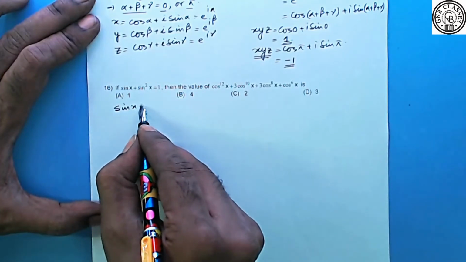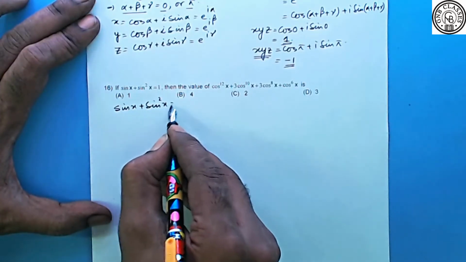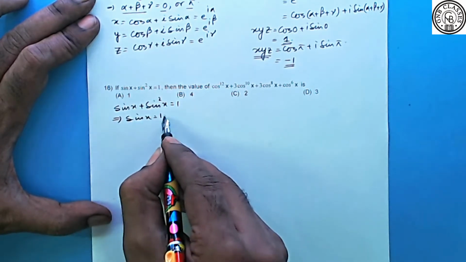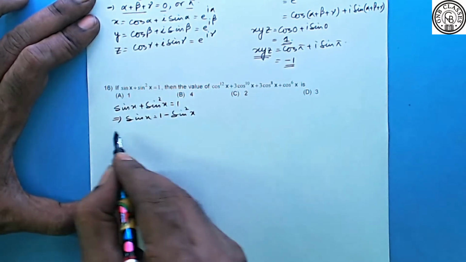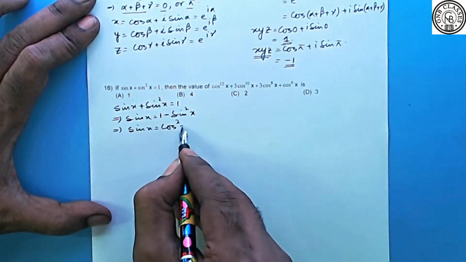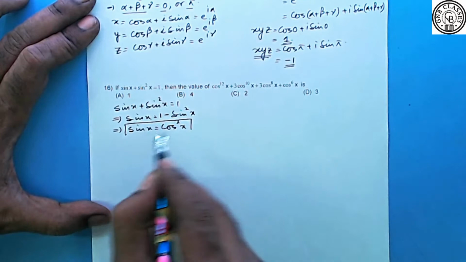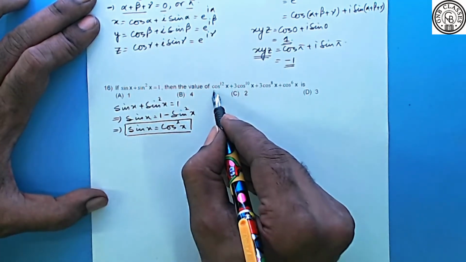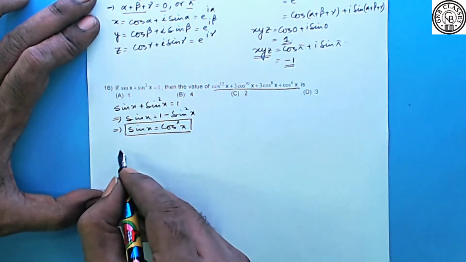Sin x plus sin square x is 1. It is given. So, sin x can be written as 1 minus sin square x. That implies sin x is nothing but cos square x. Okay. Now we have to find out the value of this given expression.